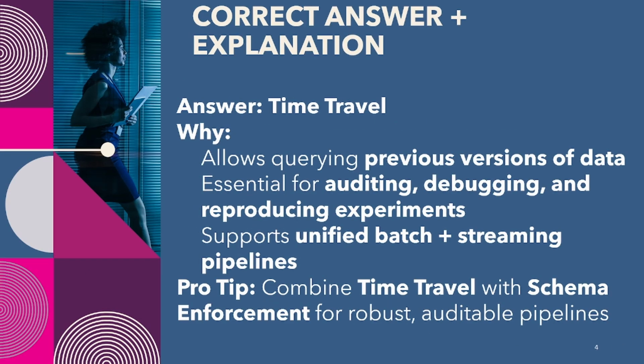If your goal is to have a robust pipeline that can handle both batch and streaming data while keeping a clear history of everything that's happened, there's really only one feature that nails this perfectly, and that's time travel. By leveraging time travel, you're able to query any previous version of your data, which is exactly what you need for auditing, debugging, or reproducing experiments.